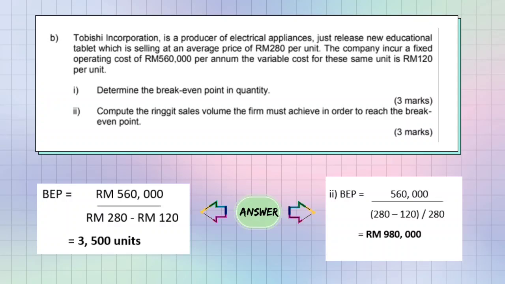Next is compute the ringgit sales volume the firm must achieve in order to reach the break-even point. First, take the fixed cost 560,000, divide with in bracket 280 minus 120, then close the bracket and then divide with 280, which is the sales price per unit, and then we will get the answer, which is 980,000 ringgit.